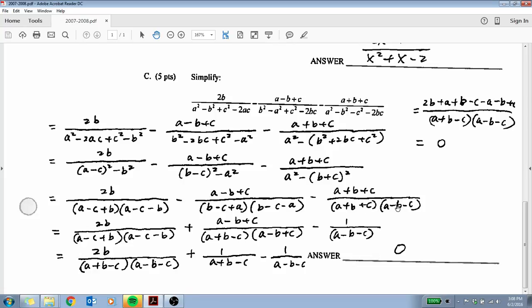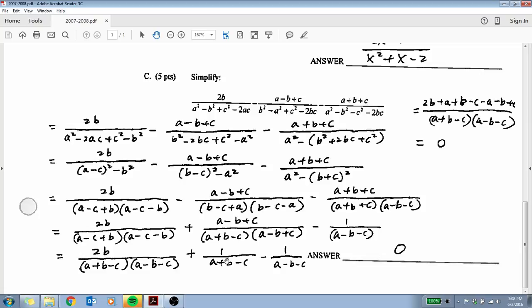So at this point, notice the a plus b plus c can cancel with the a plus b plus c down right here. That's going to leave me with 1 over a minus b minus c. Okay, I could do the same thing again with this second fraction. A minus b plus c would cancel with a minus b plus c. I'm left with 1 over a plus b minus c.